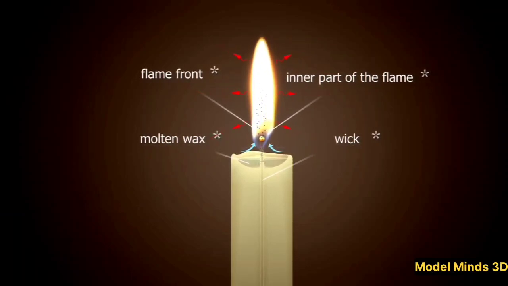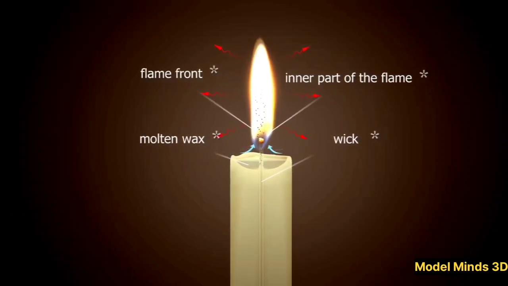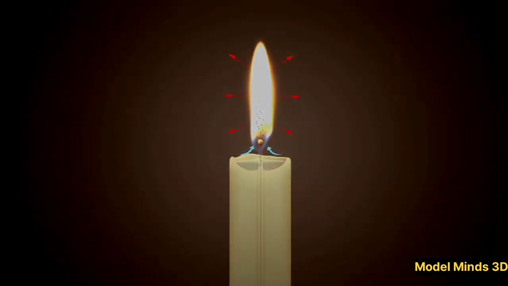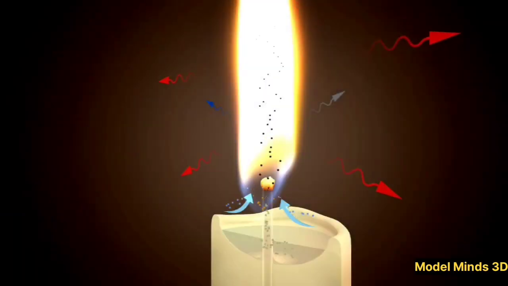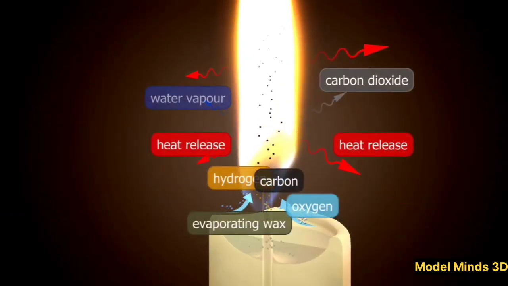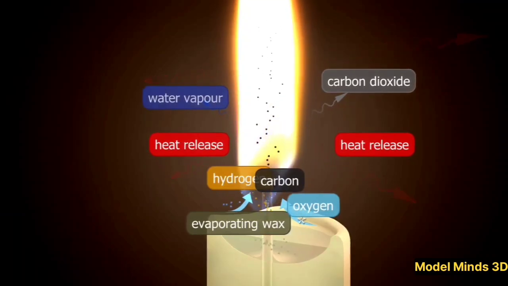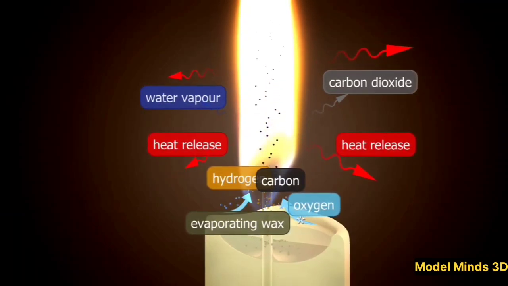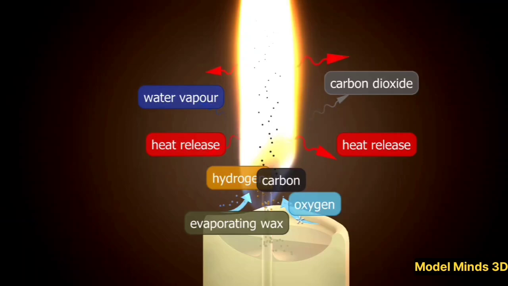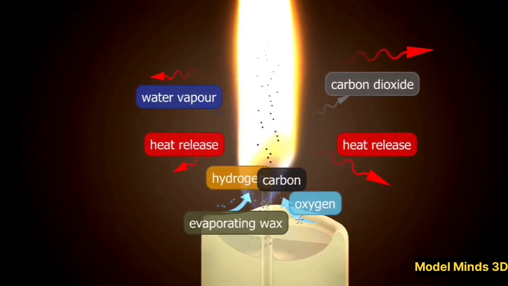Once the liquid wax reaches the flame, it vaporizes into a gas. This gas then reacts with oxygen in the air in a process called combustion. Combustion is a chemical reaction that produces heat, light, water vapor, and carbon dioxide. This is what keeps the flame burning.